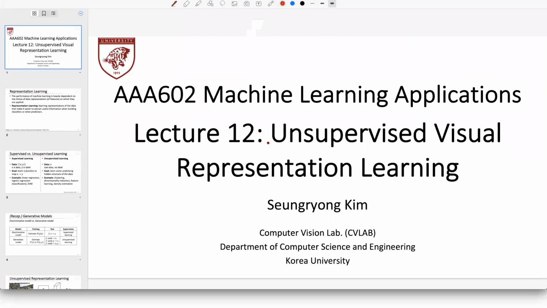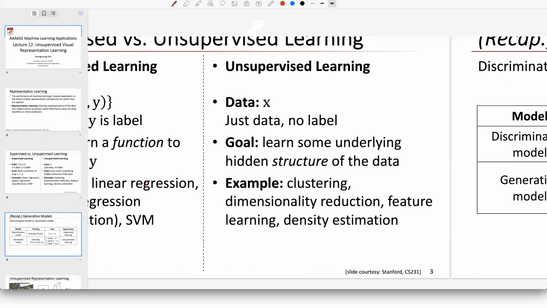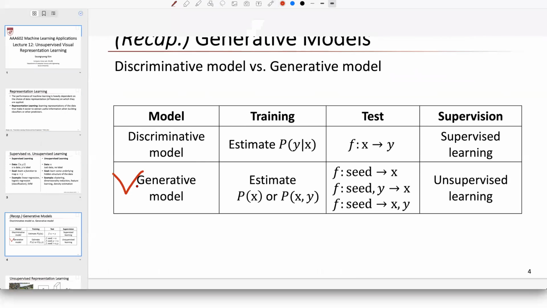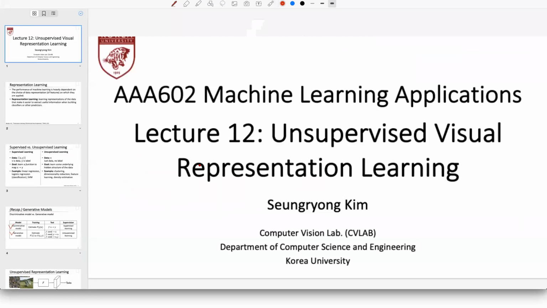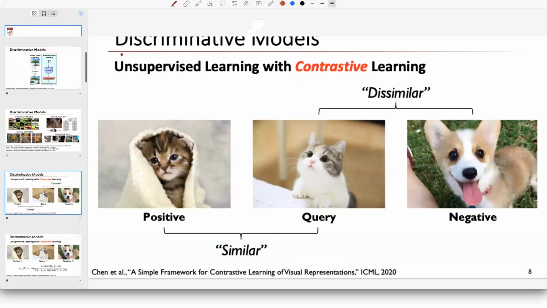In the next lecture, we will talk about visual representation learning. In today's lecture we discussed the generative model, right? But in visual representation learning, we will discuss the discriminative model, especially the contrastive loss, contrastive learning. Okay, let's discuss this contrastive learning next week. Okay, thank you very much, and see you next week.